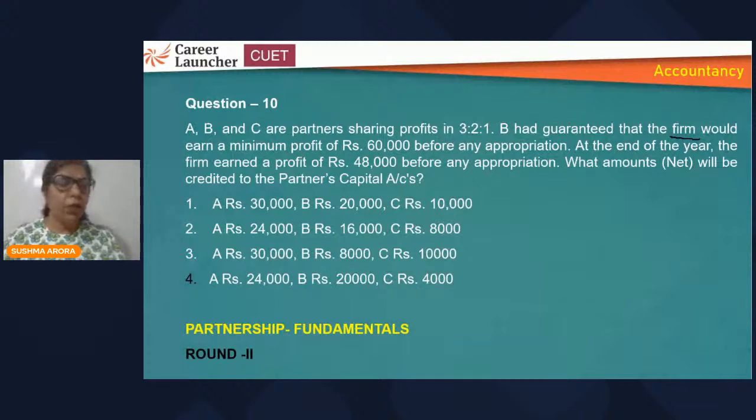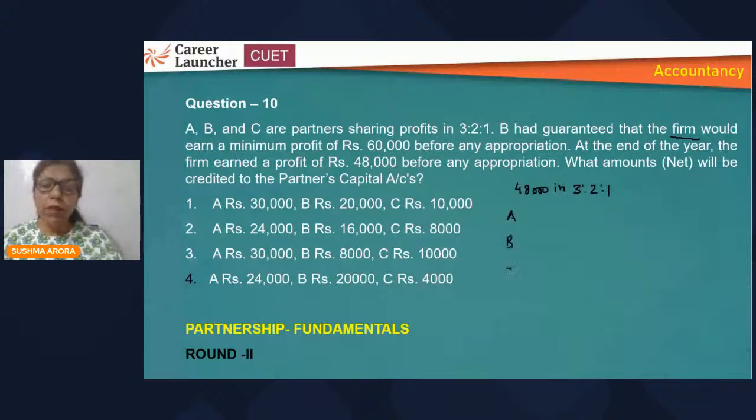Okay, children, see the question number 10. What will be your answer? Here B is giving guarantee to the firm. Now, how to do it? See, their profit is 48,000 in the firm. So, how to do it? See, 48,000 will be distributed in 3:1. So, here A, B, C. This is the easiest way I am doing. He will get 24,000. Okay. And he will get 16,000.